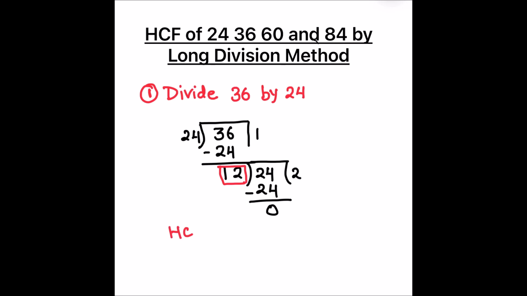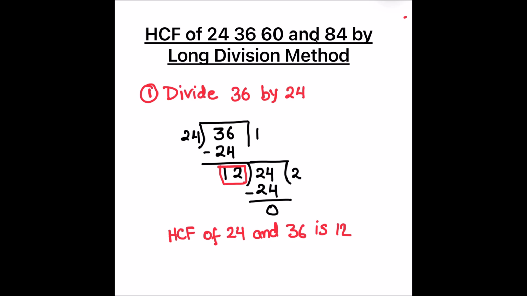So let's write it. HCF of 24 and 36 is 12. So we got the HCF of two numbers. Now the next step is to divide the third number by the HCF of these two numbers.